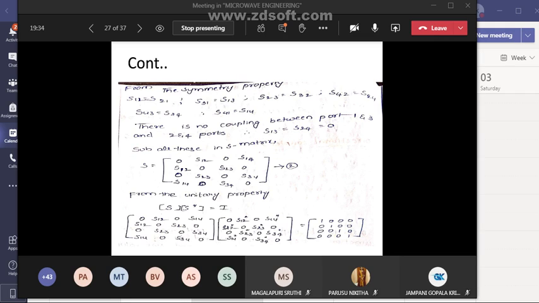Next S14. In place of S21 we can write S12 from the symmetry property. Here S22 equal to 0, S23 and S24 equal to 0. Okay. Next, S31, here S31 equal to S13. Okay. See here, S31 equal to S13 and S13 equal to 0. So in place of S31 we can write 0.